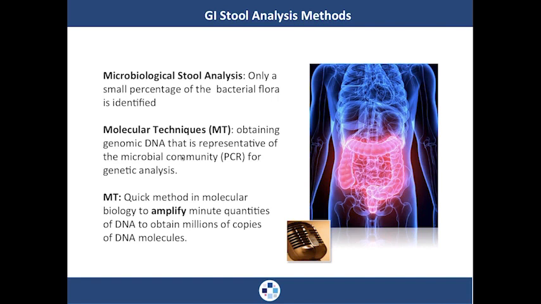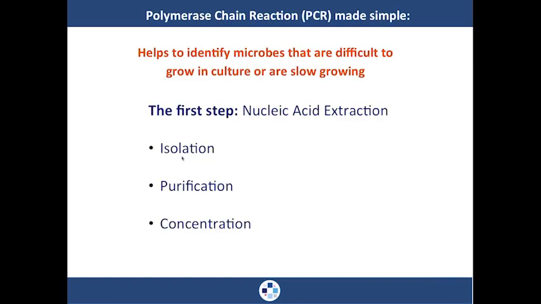Now, molecular techniques, if you're not familiar, one in particular is PCR, polymerase chain reaction. It can take a look at the DNA, right? So it's a method to quickly amplify minute quantities of DNA to get a whole bunch of copies. So why do you want to get a whole bunch of copies? Well, you want to be able to identify microbes that are difficult to grow in culture or are slow growing. So what PCR is, this is a very simplified version. They get some nucleic acid extract, they isolate it, purify it, then they concentrate it.